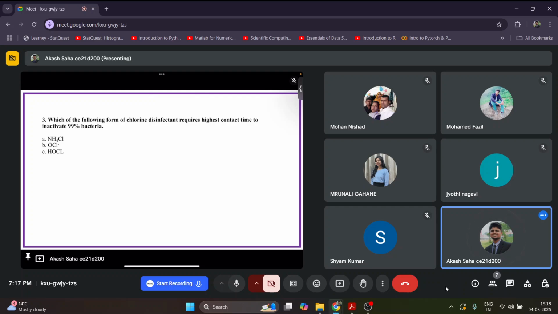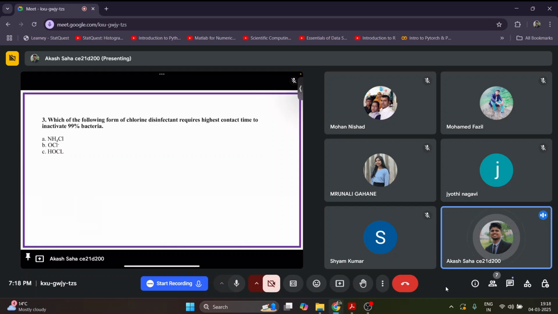Any idea? So NH4Cl, it is a kind of chlorine, or ammonium chloride. These will have the least disinfection power. Why? Because HOCl is nothing but hypochlorous acid, and it is a very strong disinfectant because most of the time this HOCl is a neutral molecule, so it will easily penetrate through the microbial cells.